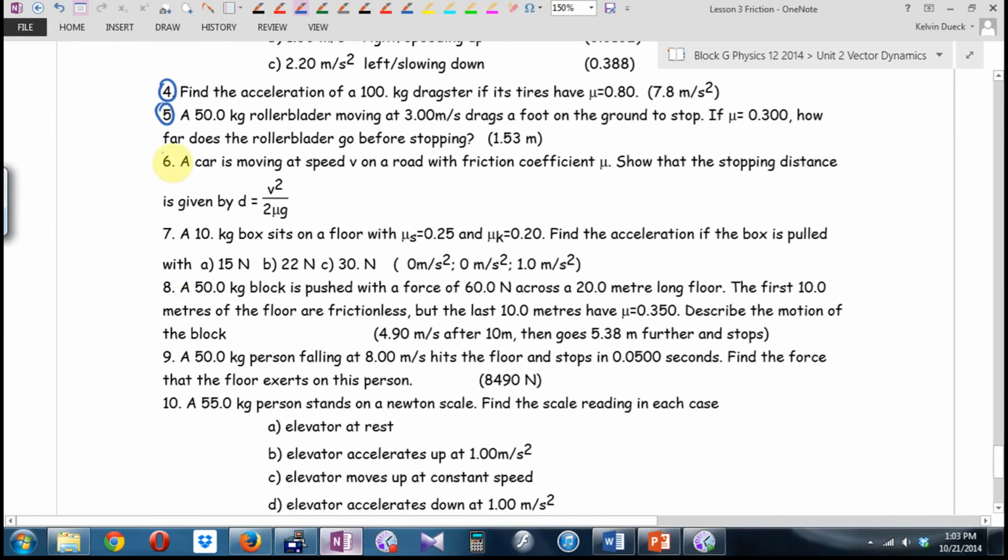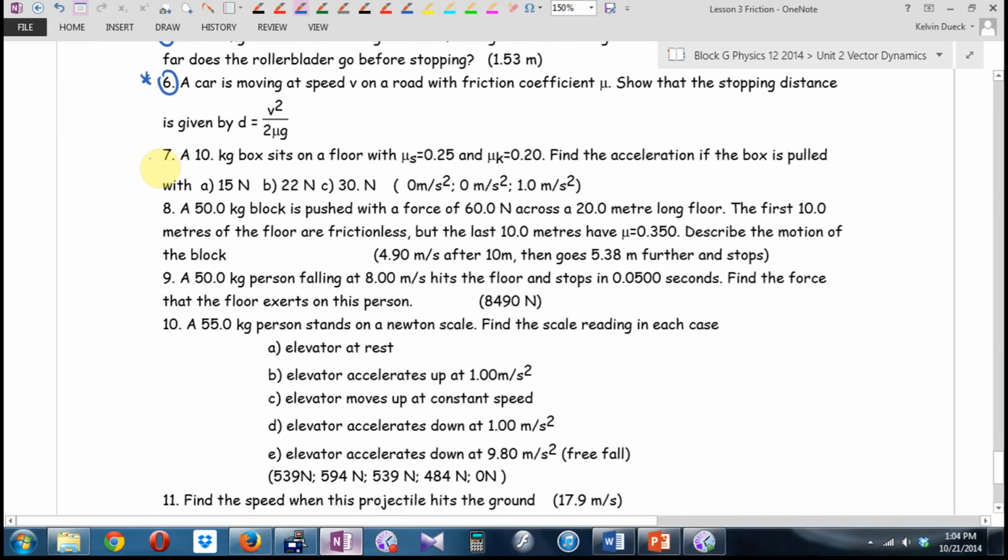Number 6, I'm going to circle and put a star next to. This is an example of an algebraic proof. See if you can prove that when we're talking about a car, that is the equation for stopping distance. Now, what you're actually going to have to do is do a good free body diagram, find an expression for the acceleration, and then I think if you plug that a into vf squared equals vi squared plus 2ad, you should be able to get the d by itself. Try it.